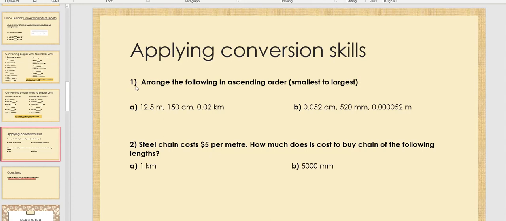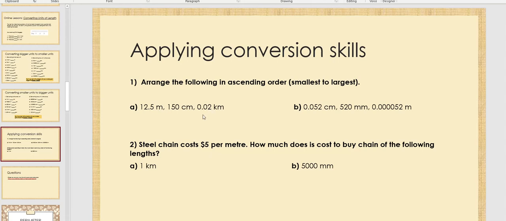Now question 1 says, arrange the following in ascending order. Ascending is from smallest to largest. A for arise, so from the bottom to top. Okay, and we have 1A and 1B, these measurements, these units. So let's focus on A. I can see I've got 12.5 meters, 150 centimeters, and 0.02 kilometers.